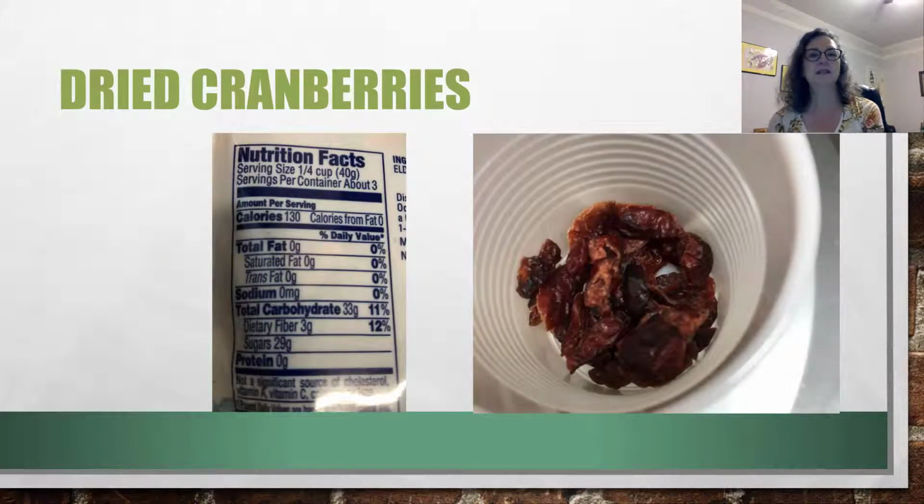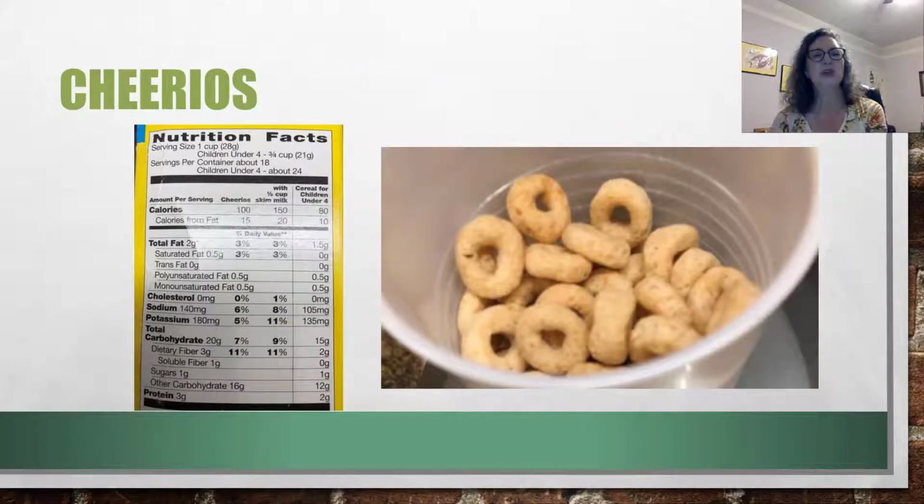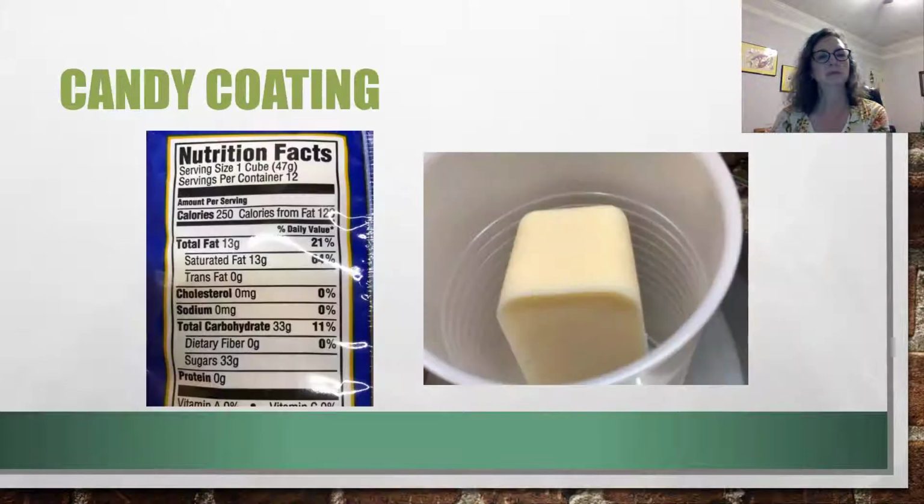So, okay, this is the dried cranberries, and 40 grams has 130 calories, 0 grams of fat, 29 grams of sugar, no sodium. Cheerios, 28 grams, has 100 calories, 2 grams of total fat, 140 milligrams of sodium, and 1 gram of sugar. And the candy coating, 47 grams, has 250 calories, 13 grams of total fat, no sodium, and 33 grams of sugar.